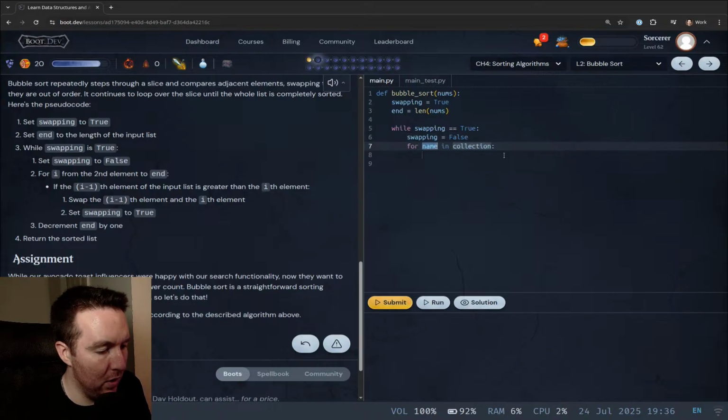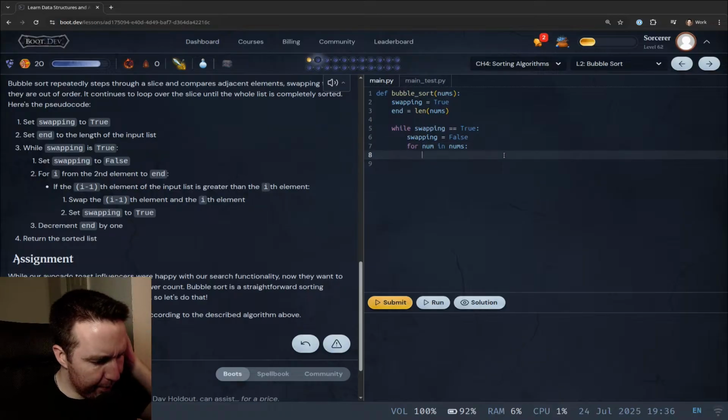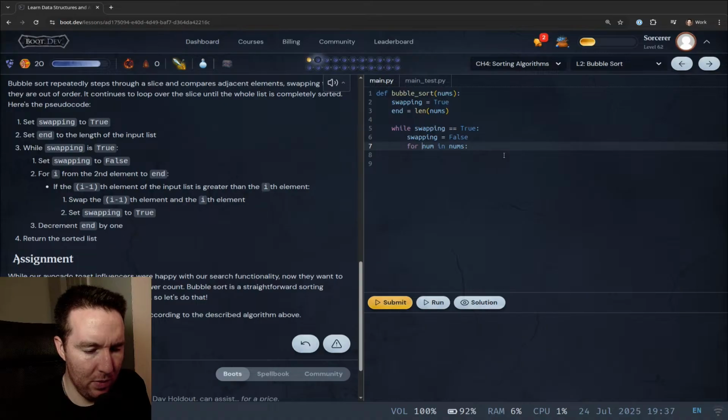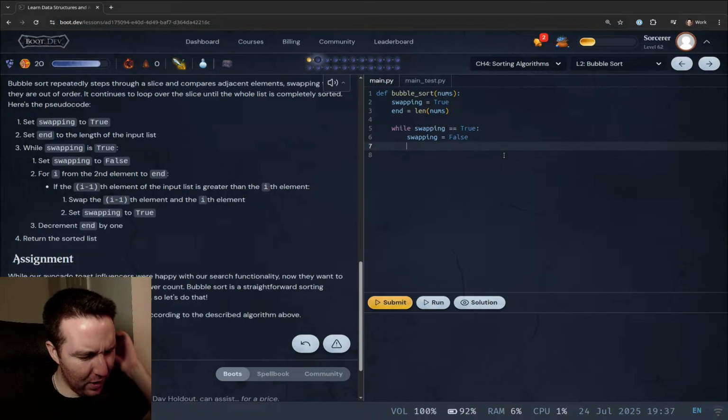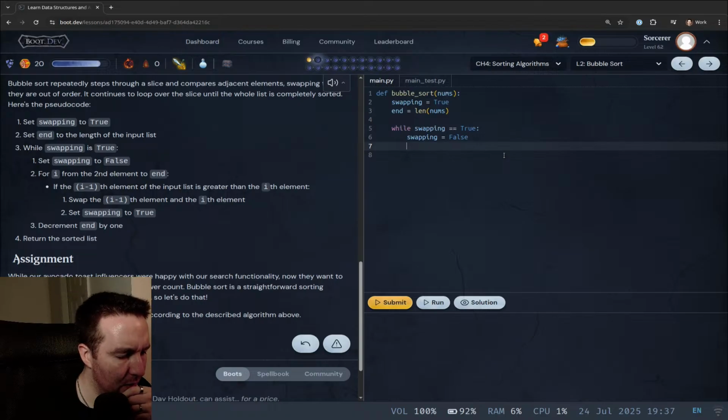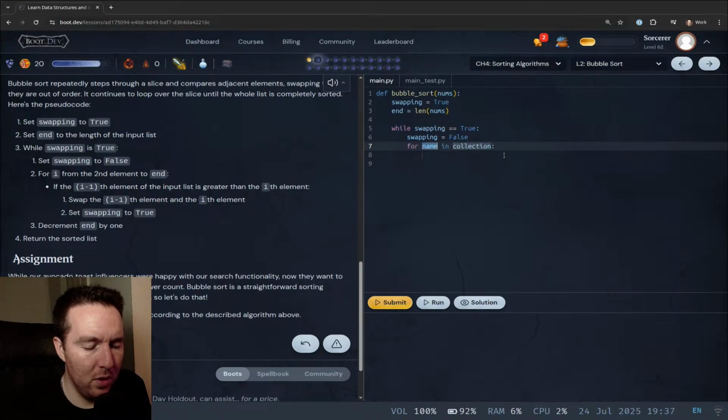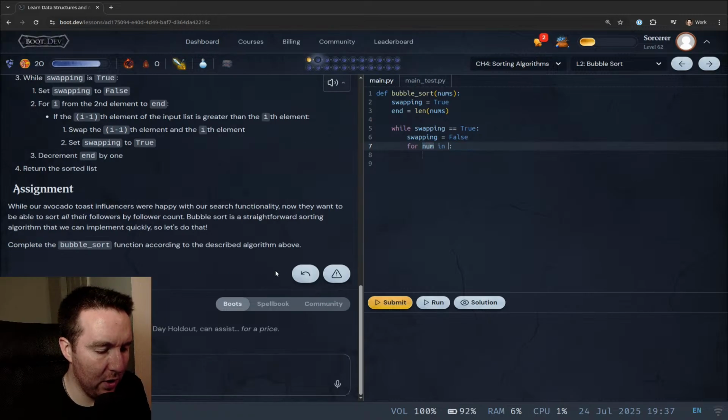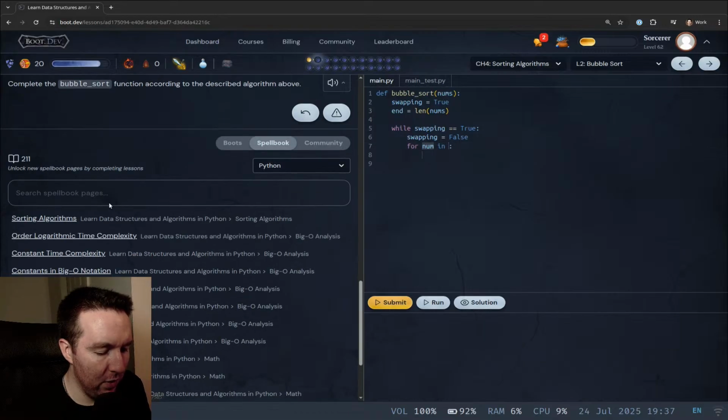For num in nums, from the second element to the end. So we can't start from the first one for i. For i from the second element to the end. We have to do it as a range, I think. We have to do that. So range.